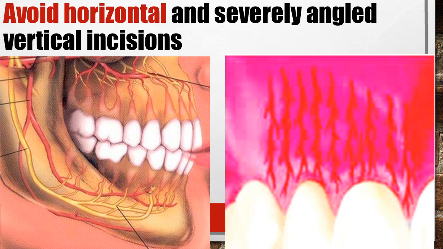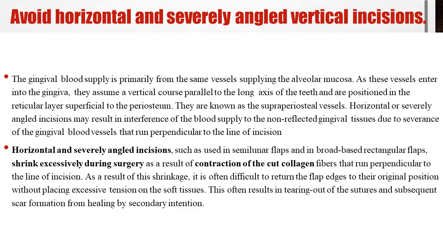So coming to the principles and guidelines, the first is you should avoid your horizontal and severely angled vertical incisions. As you can see in the picture on the slide, the blood supply of your gingiva runs in a vertical manner. So if you give a horizontal or a severely angled vertical incision, you are going to be compromising the blood supply of the gingiva. So your healing is going to be delayed. That is why we wish to give the vertical incisions and the intrasulcular incisions. It helps in faster healing because the blood supply is not compromised.